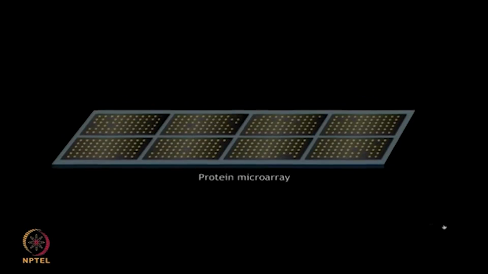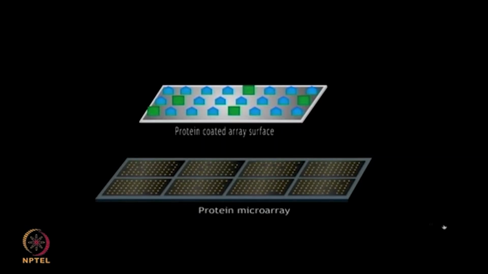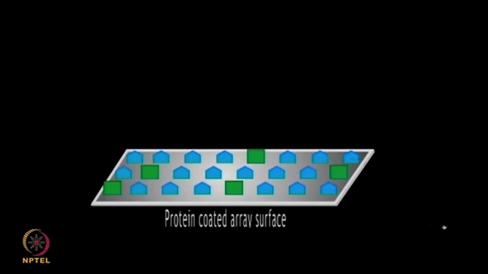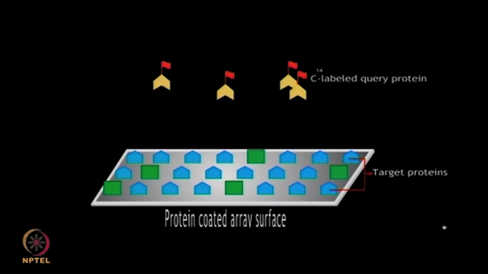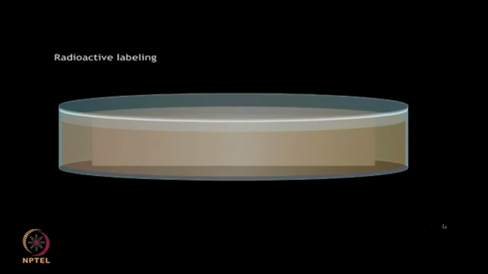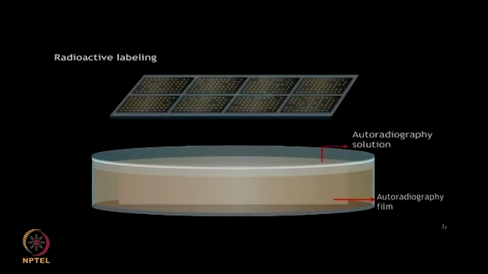The array surface is coated with the protein mixture containing the target protein of interest. A suitable radiolabeled query protein that can specifically interact with the protein of interest is used to probe the array surface. Once binding has occurred, the excess unbound query protein is washed off the surface. The washed off array surface is then developed in an autoradiography solution.